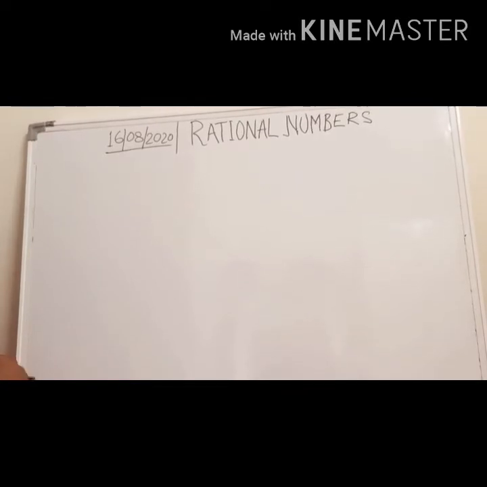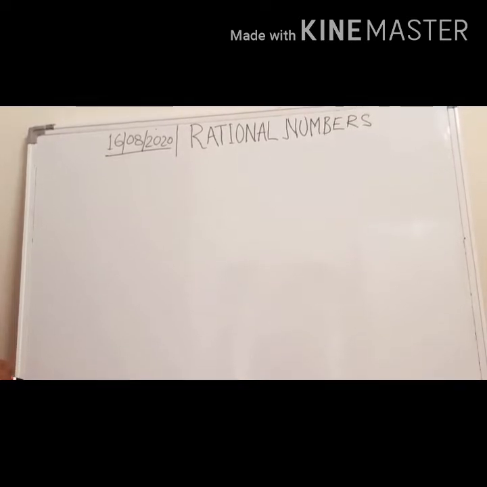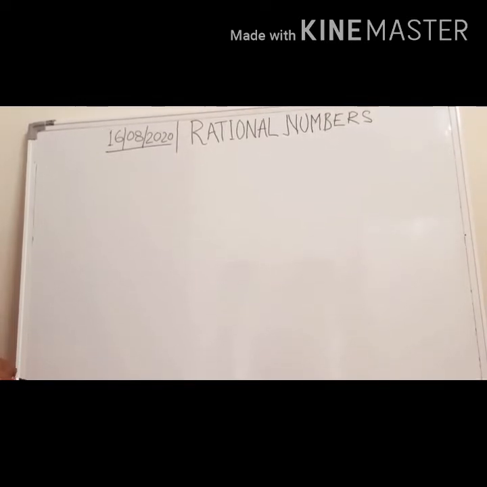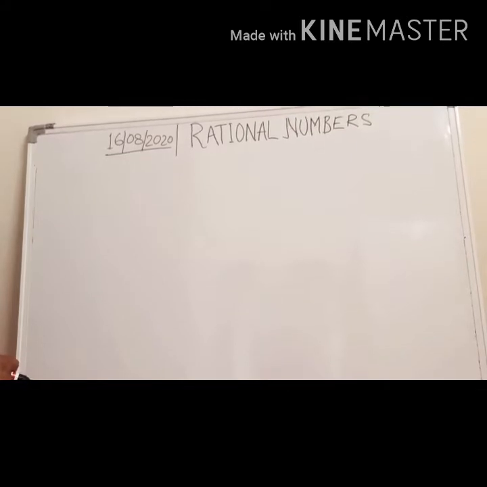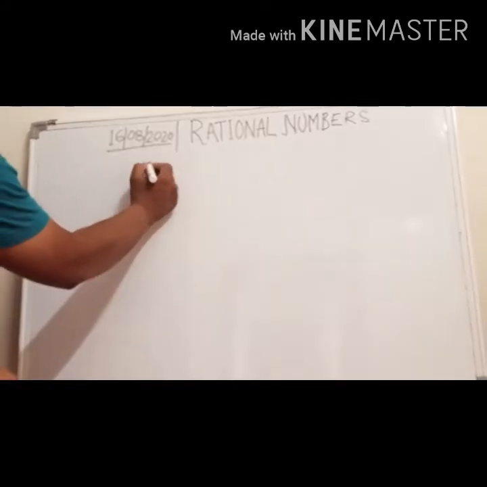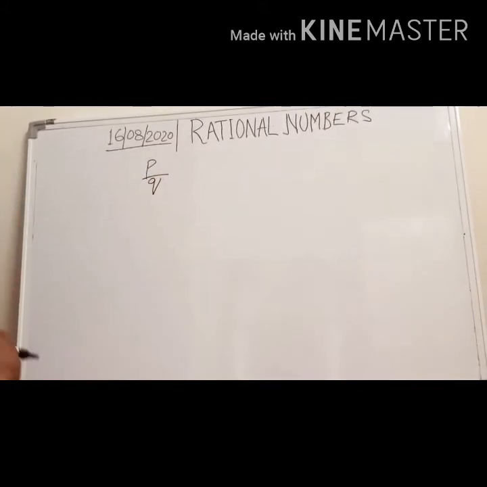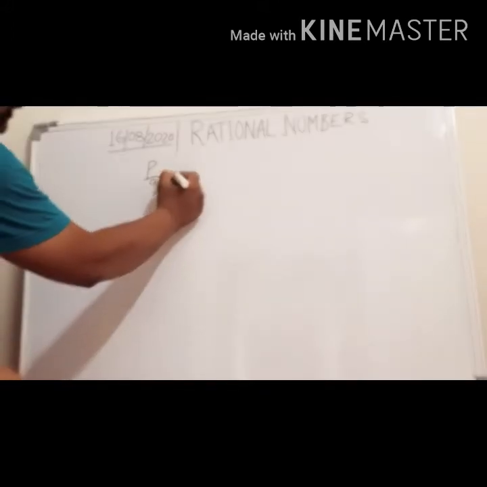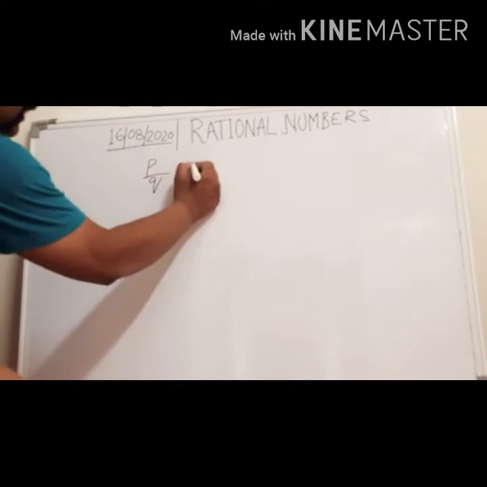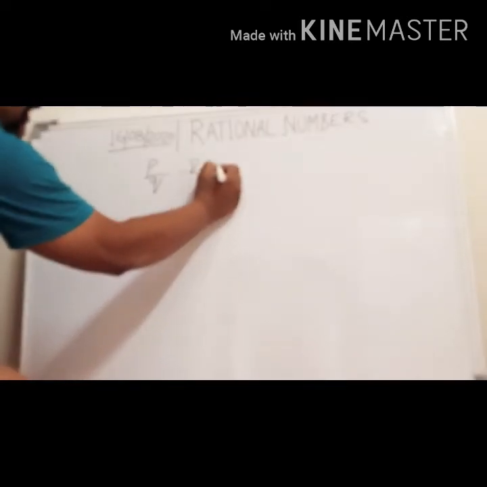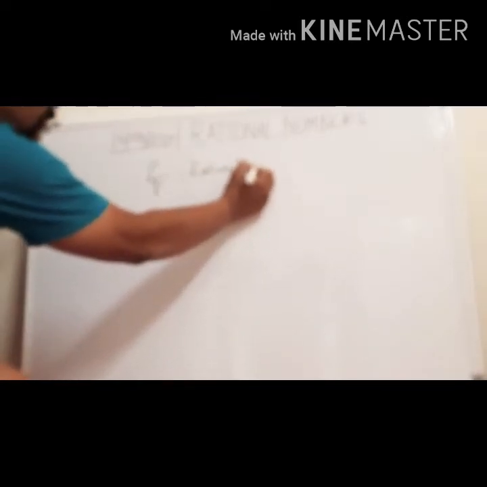Hello students, today we will learn about the mathematical chapter of the CBSE book, that is rational numbers. What are rational numbers? Rational numbers are the numbers that can be expressed in the form of p by q. Any number that can be expressed in the form of p by q is a rational number.